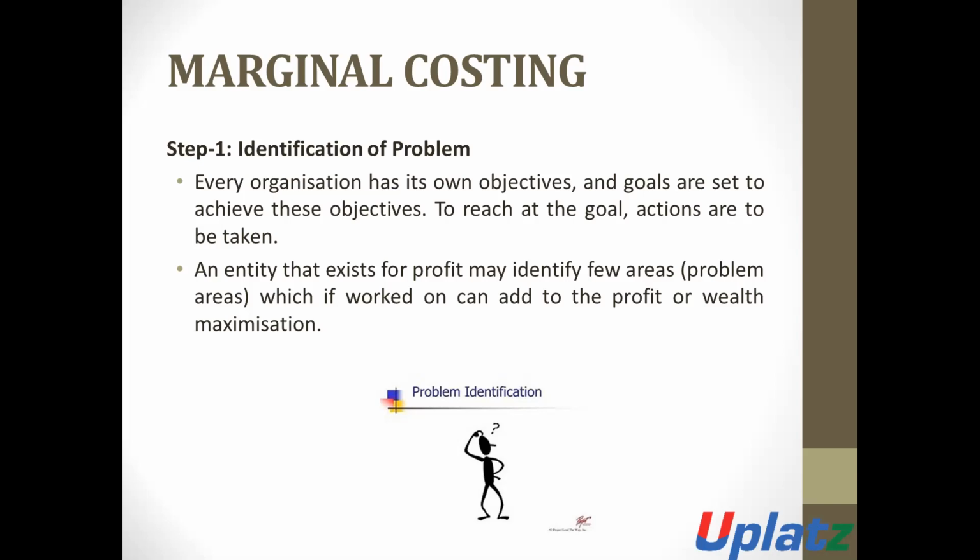When the organization wants to achieve the goal, then the entity takes the proper actions. There are many actions which are taken by the organization to achieve the goals. An entity that exists for profit may identify a few areas. In the case when an organization wants to earn profit, then such an entity identifies a few areas which, if worked on, can add to the profit or wealth maximization.